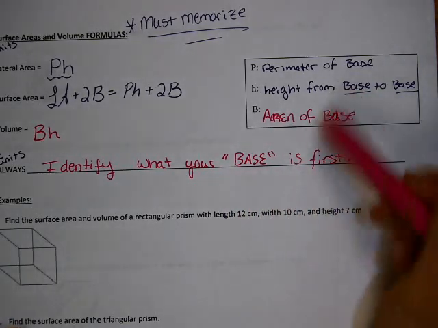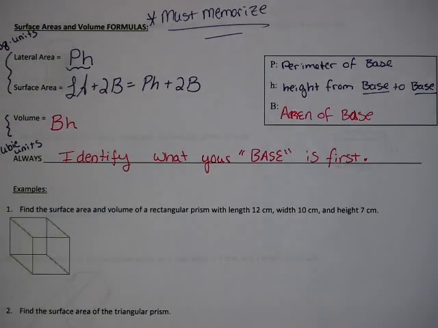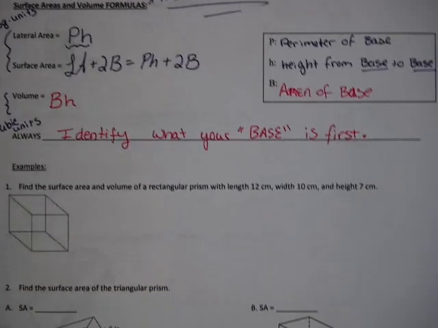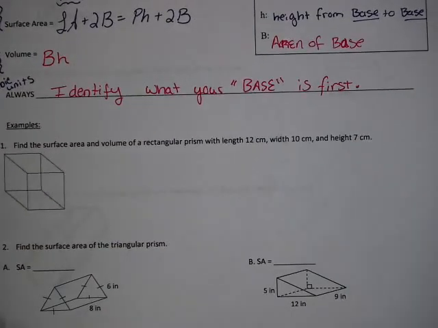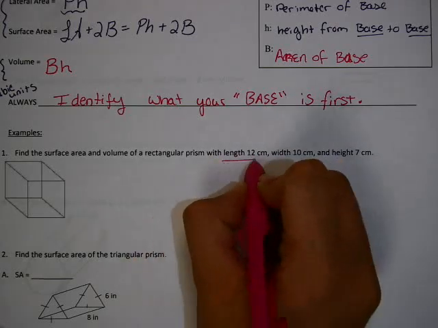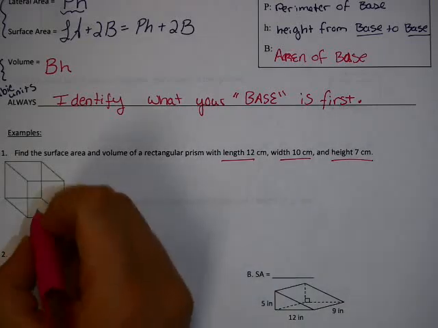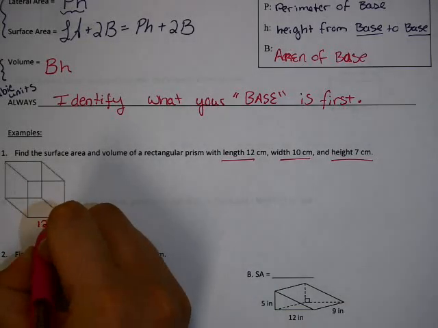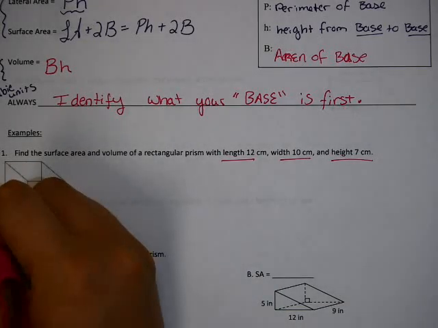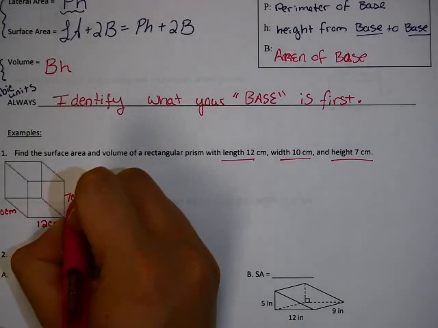All right, then we can kind of go through the perimeter, height, and area of the base. So this first one says find the surface area and volume of a rectangular prism with a length of 12 centimeters, width of 10, and height of 7. So length would be 12 centimeters, width we have 10 centimeters, and height we get is 7 centimeters.